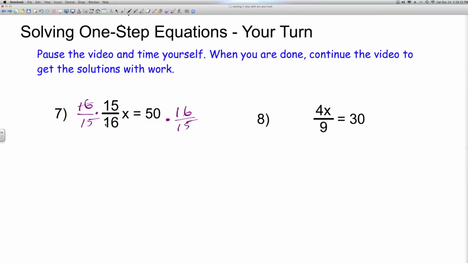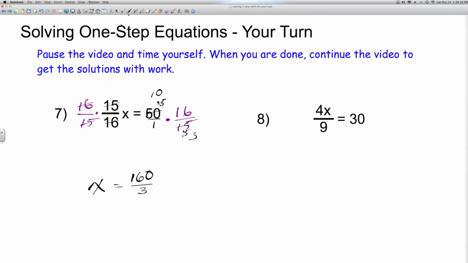Remember, on the left-hand side, the 15s and the 16s will divide out, leaving us with 1x. Thus, our goal has been met, isolating the variable. On the right-hand side, if you imagine 50 over 1, we have to multiply 2 fractions. 50 and 15 have a common factor of 5, so dividing 15 by 5 gives 3, and dividing 50 by 5 gives 10. Continuing on, there are no other common factors to cancel, so 10 times 16 is 160, and 1 times 3 is 3.